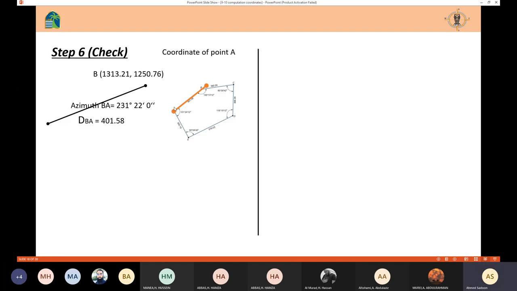Then the last step is going to be like a check for us. Why is it a check? Because the coordinate of the point A is given. So now we are going to calculate the coordinate of the point A as a check. So here we are going to determine the coordinate of the point A. We already know the value of the coordinate A, but this step is a check. We already determined the coordinate of the point B. We know the distance, and we know the azimuth.